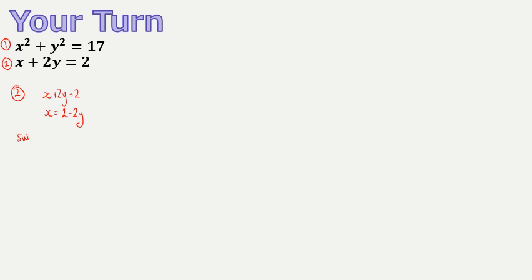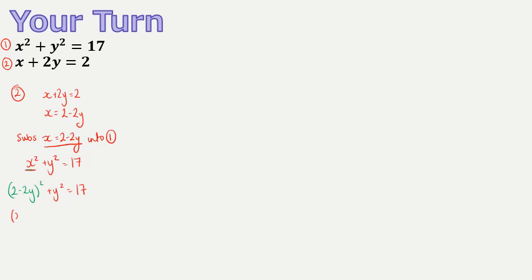I'm then going to use that and substitute x equals 2 minus 2y from the second equation into the first one. So wherever I see x squared in the first equation, I'm going to replace it with that 2 minus 2y. So instead of x squared here, it's going to be 2 minus 2y all squared plus y squared equals 17. So I've simply replaced what I've put here into the x squared there.